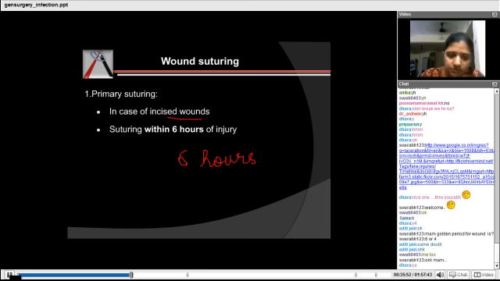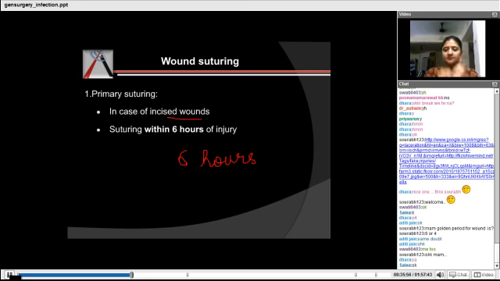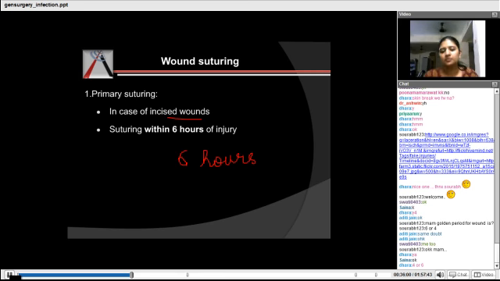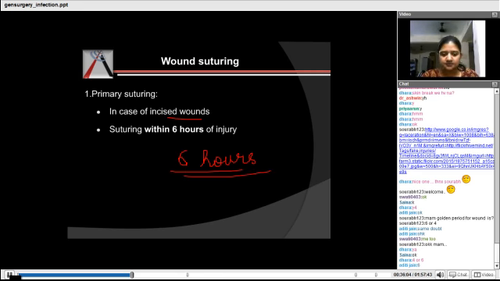This is done in incised wounds. It's important that when you're doing a primary suturing, you want the margins to be clean and you want the margins to approximate. They need to come close together. Only then can you do a primary suturing. My answer is 6. Suturing done within 6 hours of injury is also primary suturing.